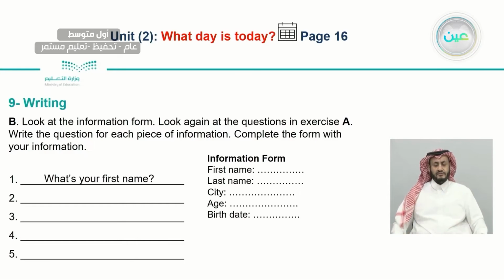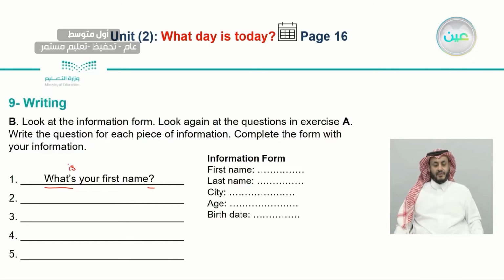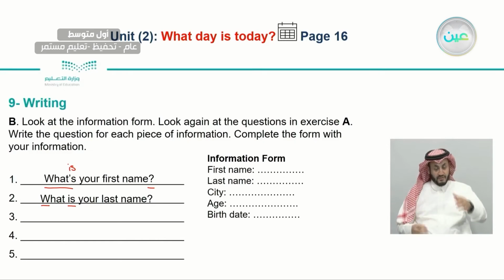Let's look at the first question about the first name. What is your first name? What did I do here? I start with the question word what with a capital letter and with a question mark, okay? Here is the short form of the verb be, is. What is your first name? And the thing that I'm asking about. The second question is going to be about our last name. What is your last name? I start with a capital letter, good job, and then the verb be, is, then the thing you're going to ask about, followed by a question mark.